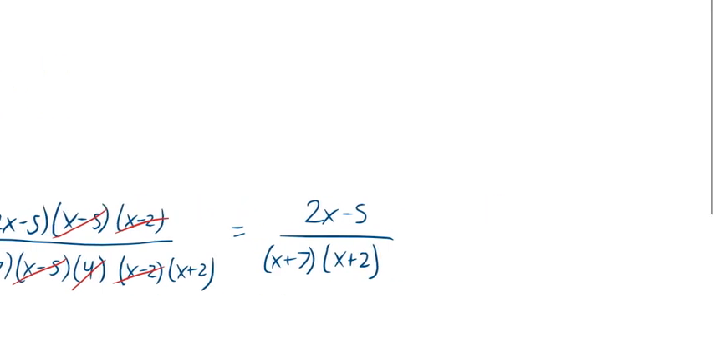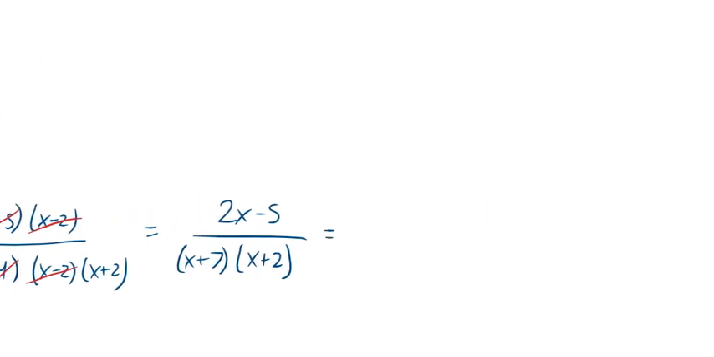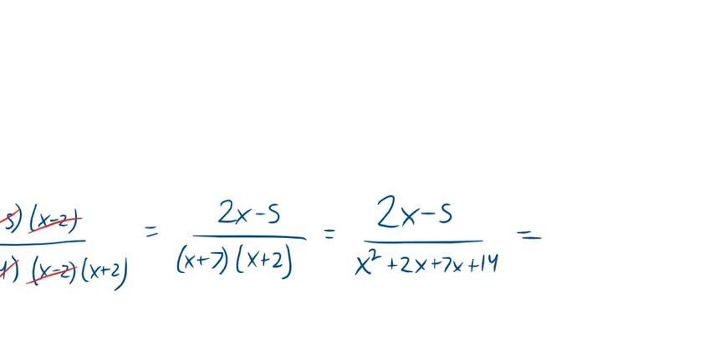If the question asks me to write the denominator in standard form, I would write 2x minus 5 over first, outer, inner, last. Means it's going to be 2x minus 5 over x squared plus 9x plus 14.